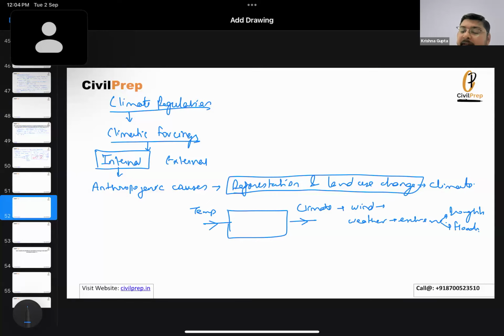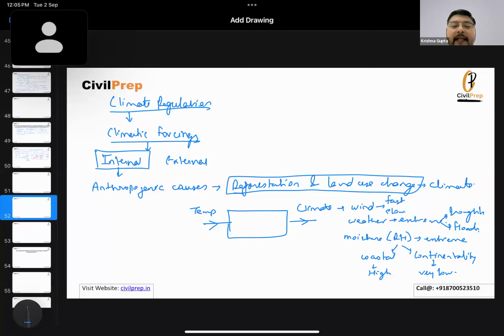Winds are moving quite fast in certain regions and getting slow in certain regions. The moisture presence, or the relative humidity, is also getting extreme. Near the coastal areas it is very high, while in the interior regions, or continentality, it is becoming very low. So because of these factors, it is resulting in changes of various climatic aspects here.